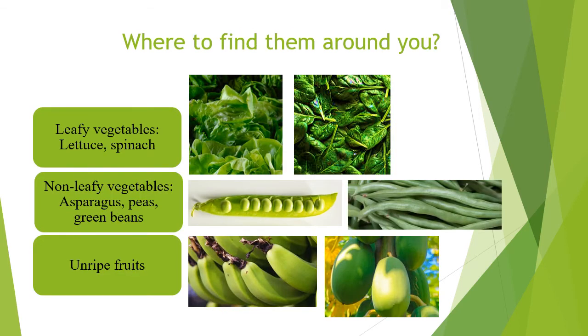Moving ahead, where can you find this plant pigment around you very easily? Some leafy vegetables, non-leafy vegetables and unripe fruits are in front of you as examples. Lettuce, spinach, green peas, green beans, unripened bananas and unripened papaya. These are some of the common sources you can easily find around you and can be sure that chlorophyll is responsible for the green color in them.